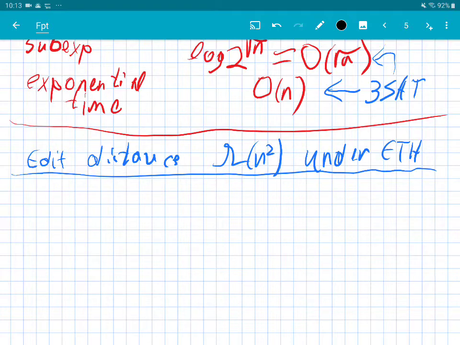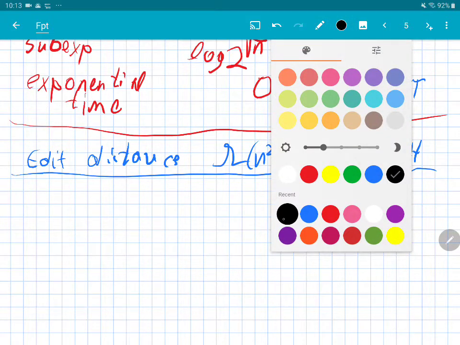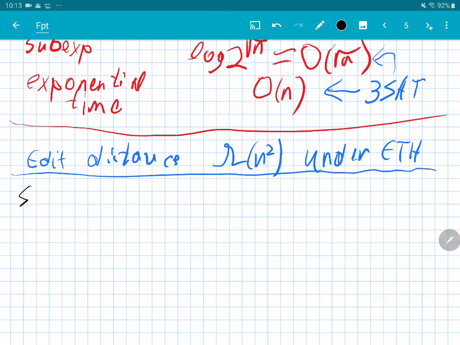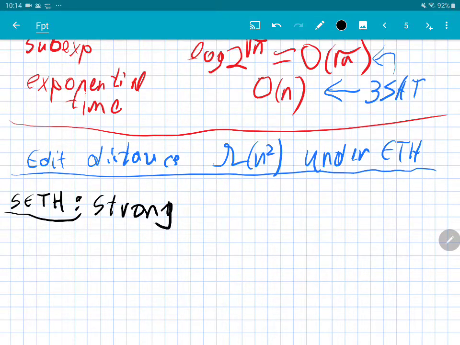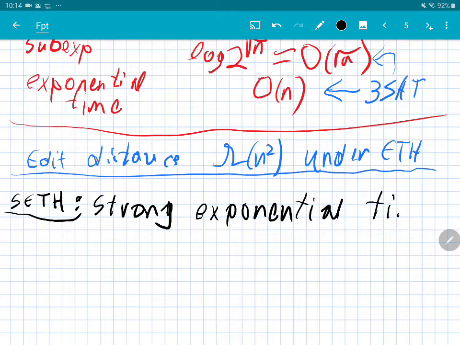Okay, so this is the exponential time hypothesis, and we would like to see some lower bound that follows from that. And the second version of it is called the strong exponential time hypothesis. So this is SETH. This is strong.